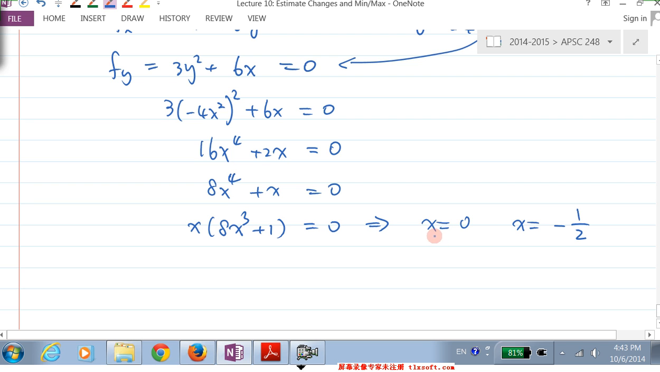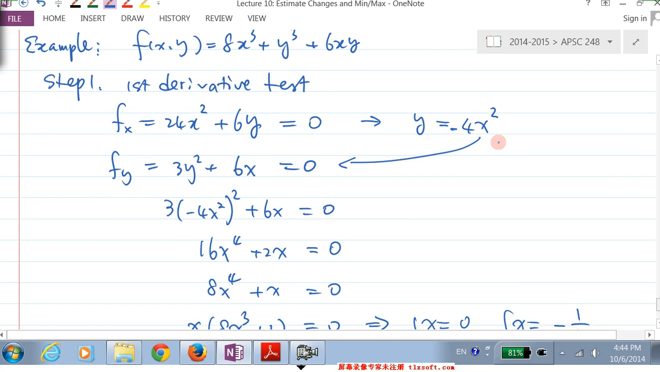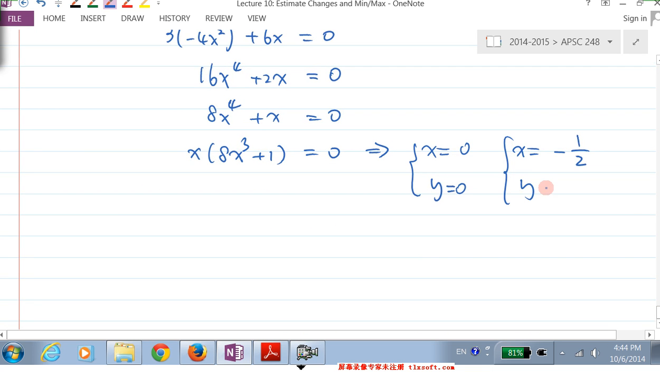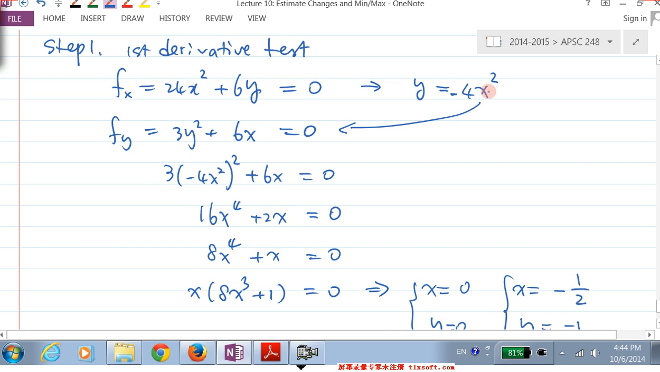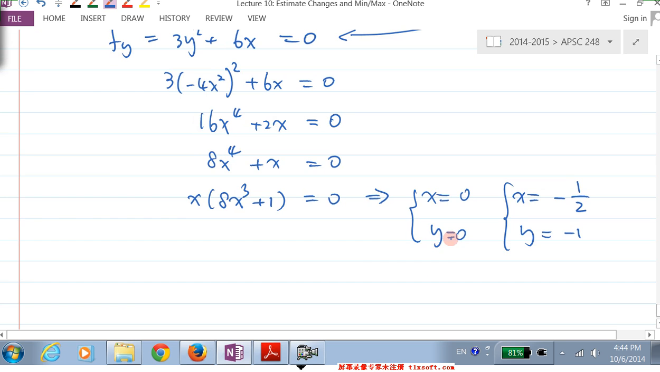But x is not enough. We need a corresponding y, right? What's the y value at x equal to 0? We have the relationship here, so y and x satisfy this or this, doesn't matter. So y would be 0 at x equal to 0. And if you plug in x equal to negative 1/2, y will be negative 1. So there are two locations, which we call the critical locations.